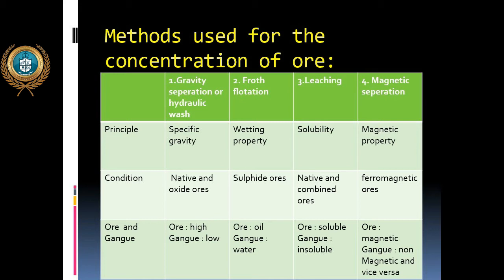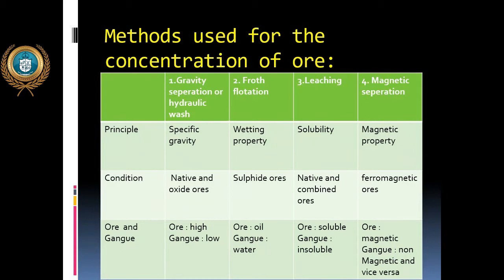The first method, gravity separation or hydraulic wash. Here the principle is based on the specific gravity. And the second, froth flotation, the principle is based on wetting property. In leaching, the principle is based on the solubility property. And the fourth, magnetic separation, is based on the magnetic property.